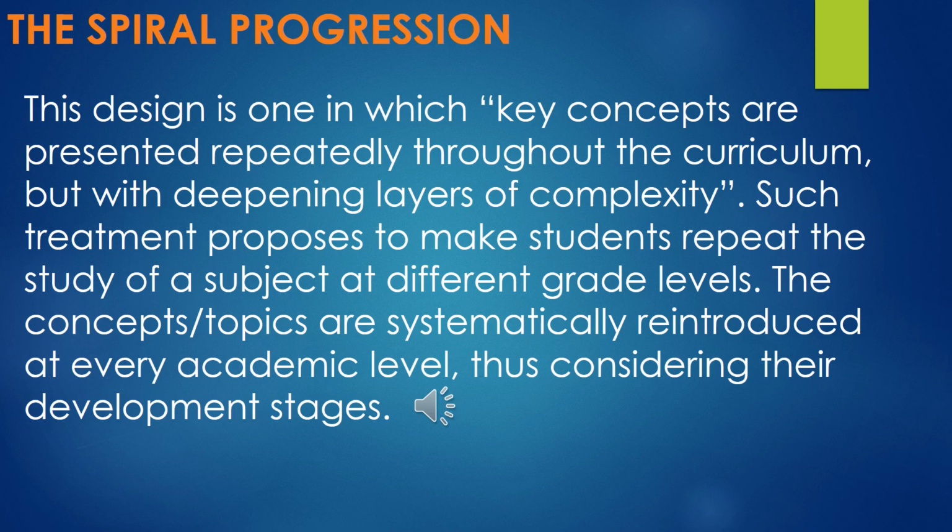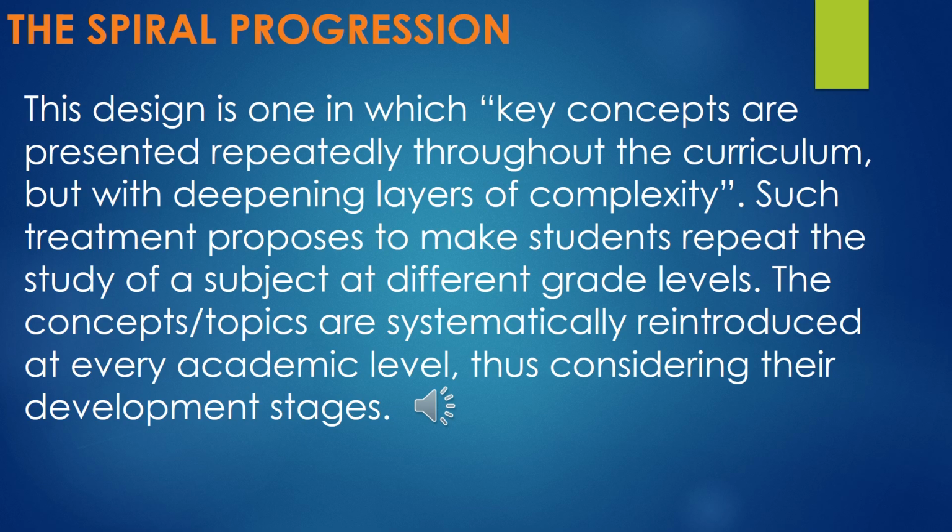The spiral progression. This design is one in which key concepts are presented repeatedly throughout the curriculum, but with deepening layers of complexity. Such treatment proposes to make students repeat the study of a subject at different grade levels. The concepts or topics are systematically reintroduced at every academic level, thus considering their development stages.